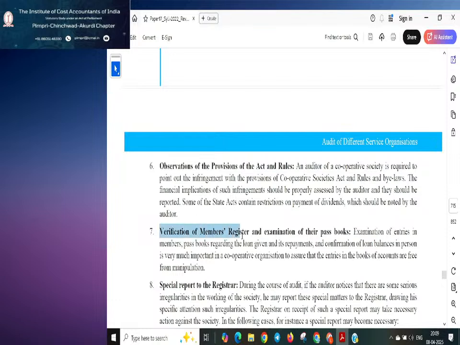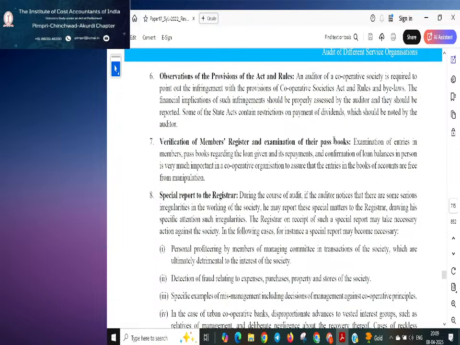Then comes the verification of members properly registered for membership. Examination of entries in the members' passbooks regarding the loans given and their repayments, and confirmation of loan balances, is very much important in a cooperative organization.